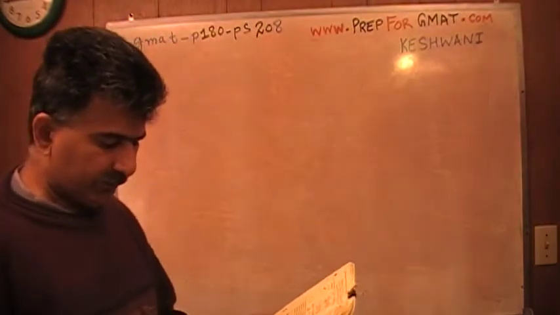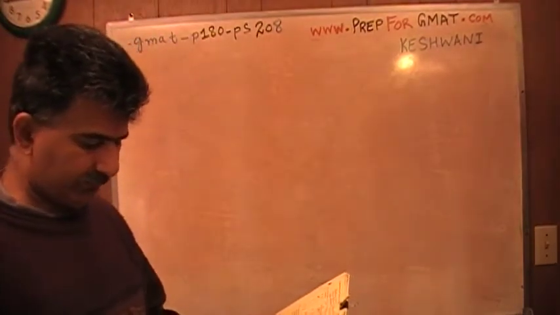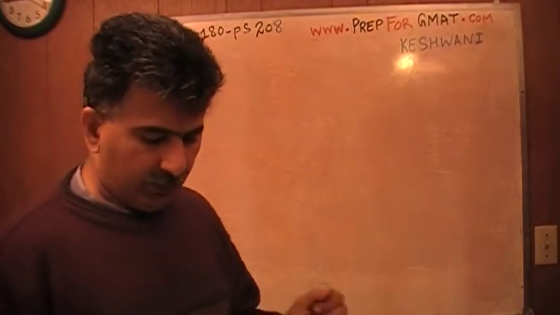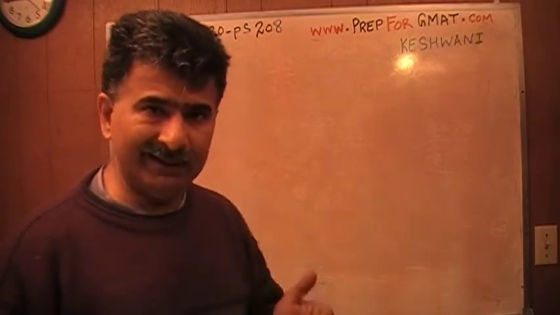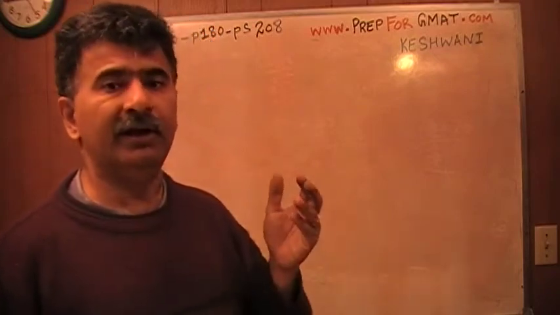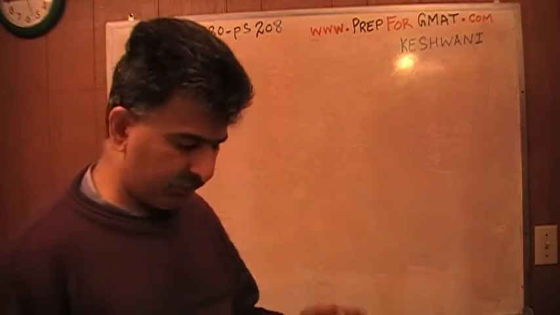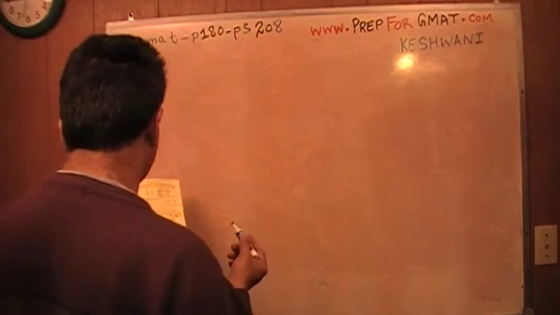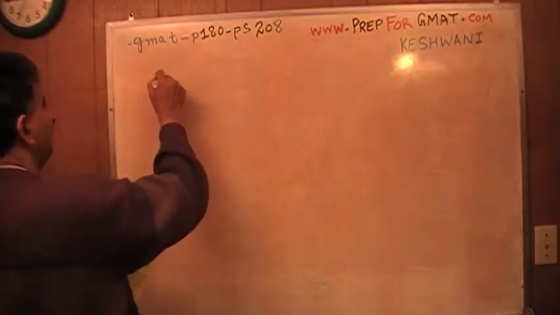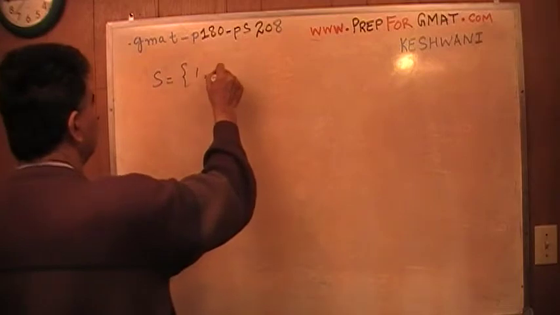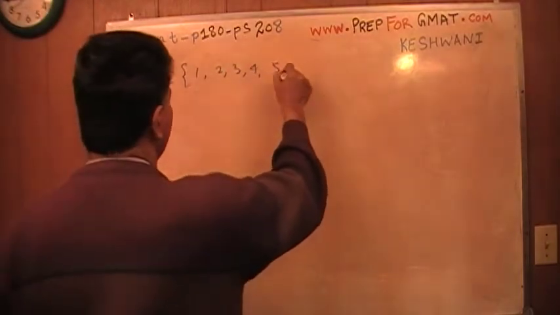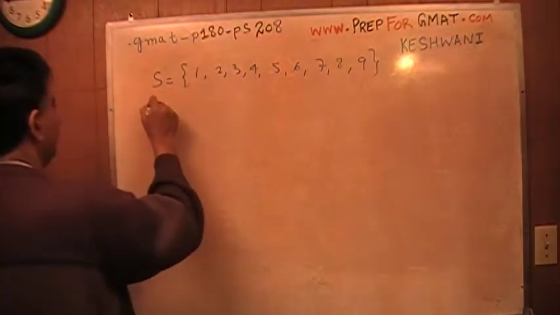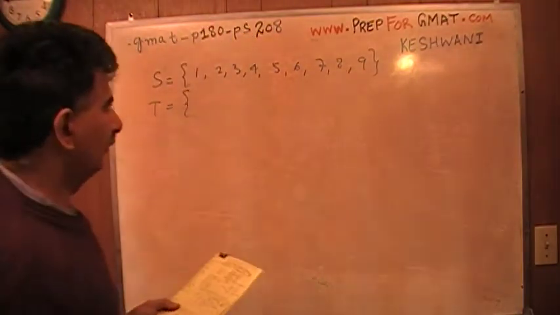It says set S contains 9 different numbers and set T contains 8 different numbers, all of which are members of S. So basically everything that is in T is in S. In addition to that, S has one more number. So I'm just going to make up two sets. S has 9 different numbers. Let's just keep it simple. So my S would be 1, 2, 3, 4, 5, 6, 7, 8, and 9. And T contains 8 numbers, all of which are in that set.